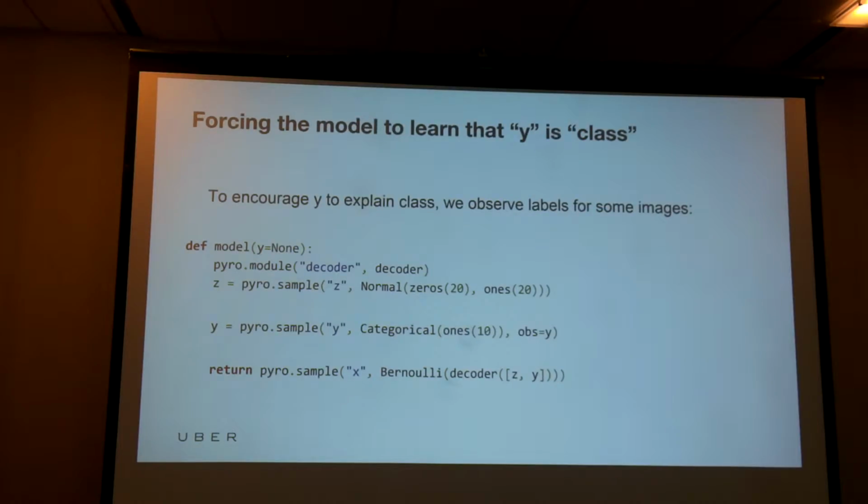So we'll make a second departure in the model. To encourage this variable y to explain class and only class, for a few images, although not for all of them, we're going to observe labels. We're going to collect some labels. And now, when those are available, we'll feed them into the model so that they're observed. See here, our sample statement y now has an observation of the label value if y is not none. And if y is none, obs is none by default, so it will be as if there was no observation.